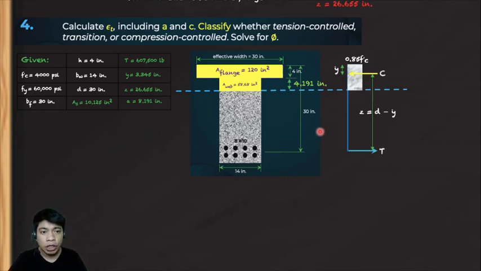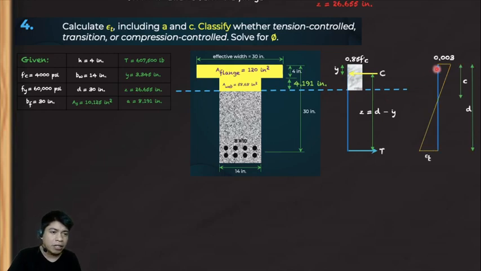Okay, so now, for us to compute the tension strain, all we need to do is to draw the strain diagram. So this is our strain diagram. Again, guys, I'll just explain this briefly. 0.003 is our maximum strain of concrete, and our tension strain is unknown. So this is what we compute in this part. Of course, from here up to here, that is the effective depth, and the part where the line crosses the vertical line is actually the neutral axis, and that is C.